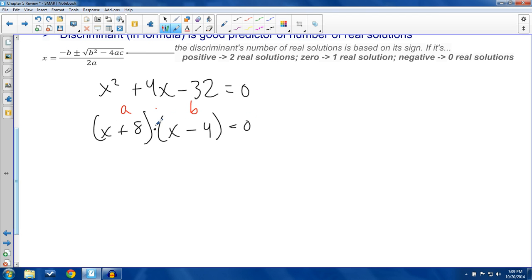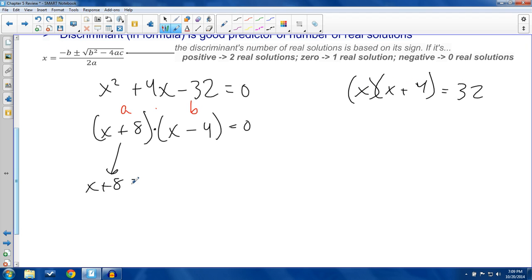Now the difference between this scenario and the scenario where I factored this out like x plus 4 is that there is no such thing as a 32 product property, where if this times this equals 32, then either this equals 32 or this equals 32. No, you have to find something more specific than that. In this case, for 0, one of these must be 0.